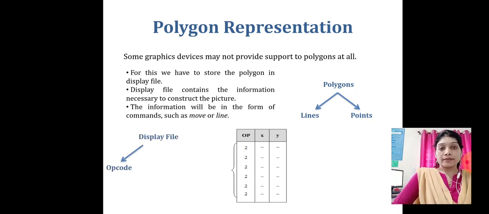So, the display file has 3 fields: the opcode, that is move or line, which is 1 and 2, and the operand, which comes in 2 forms, the x coordinate and the y coordinate, or you can say the x operand and y operand. These are the contents of the display file. Now you can see the display file has the opcode, then the x operand and the y operand, and 2 is nothing but an opcode showing that the command is a line command. So you have to draw the line to this x and y point. This is the representation of a display file for any line or point.